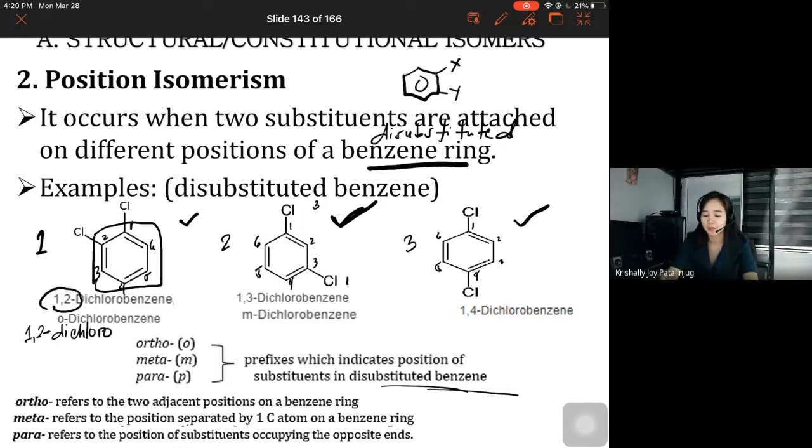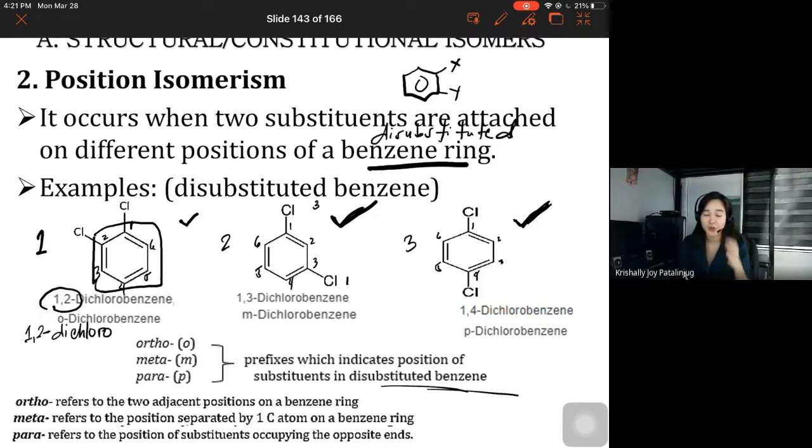Obviously, the third molecule is where we apply the para prefix. So instead of 1,4-dichlorobenzene, you could also use the prefix para, to indicate that the chloro substituents are opposite from each other, attached at opposite positions on the benzene ring. Okay, so that is the use of ortho, meta, and para.